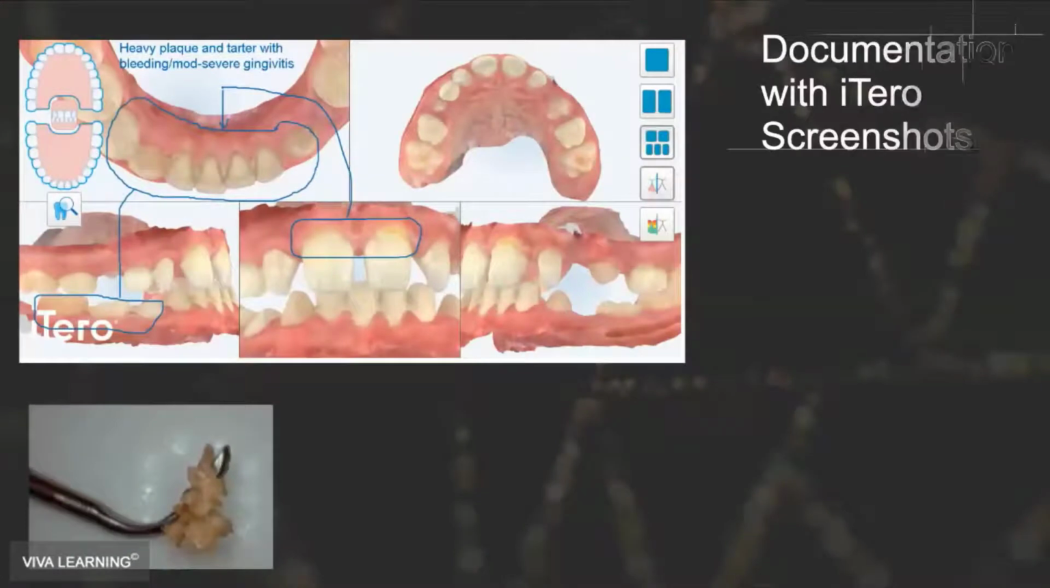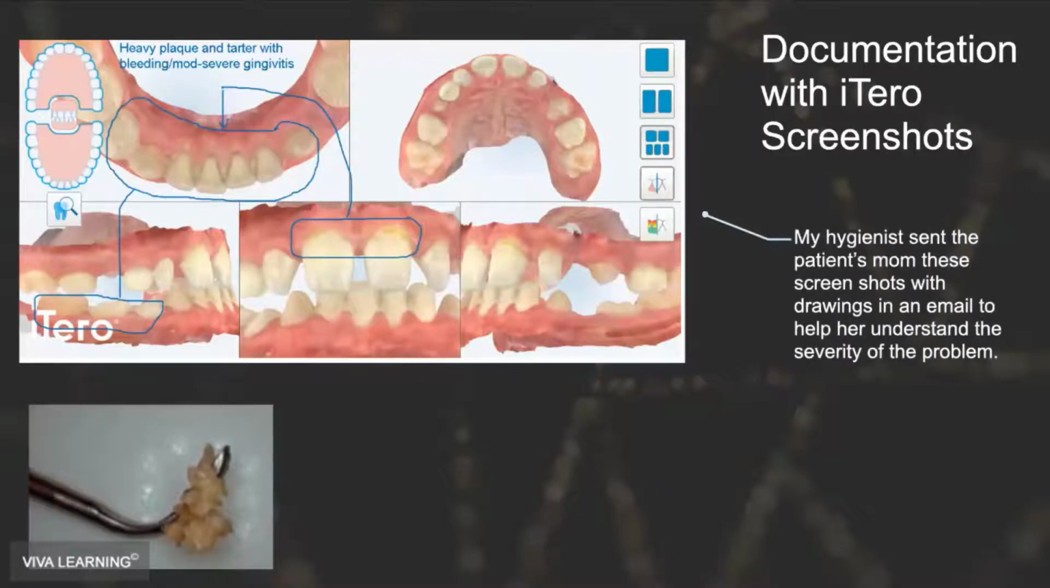Now, another thing I want to show you is another case that my hygienist recently did, and what he's doing is he's using this screenshot tool on the NIRI, or sorry, on the scanner, where he can screenshot an image, and then the scanner allows him to make a line and draw on the scan, and then he can put in heavy plaque and tartar, bleeding, severe gingivitis, whatever. Then he did an intraoral photo, you can see down here. I know it's disgusting, sorry about that. I just wanted to show you that he put all this together.